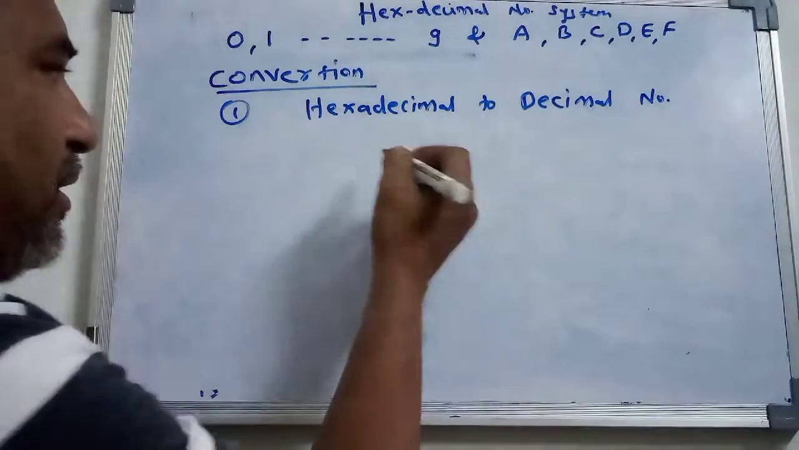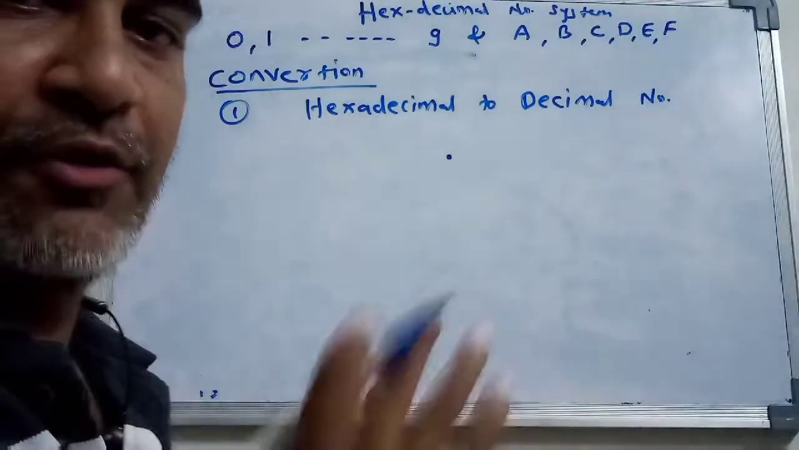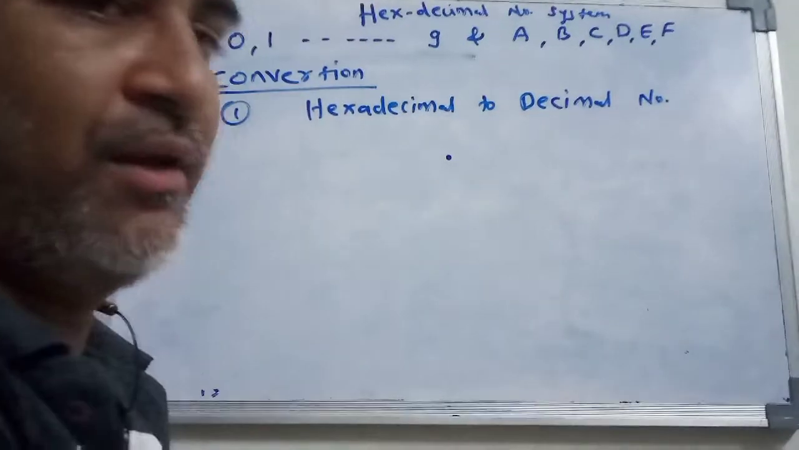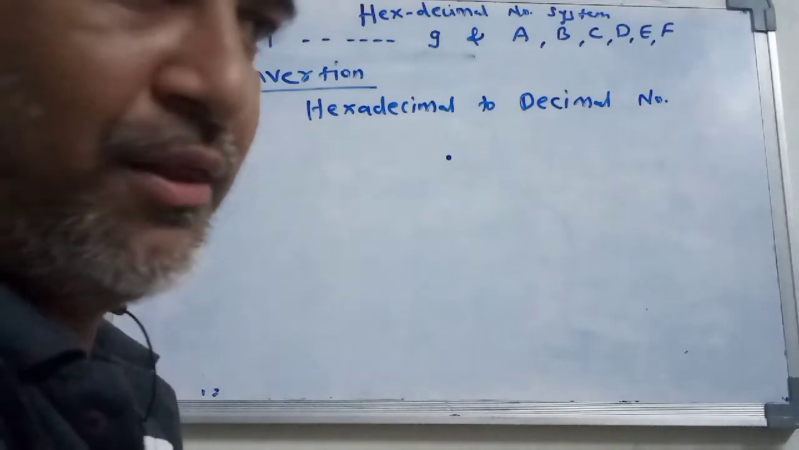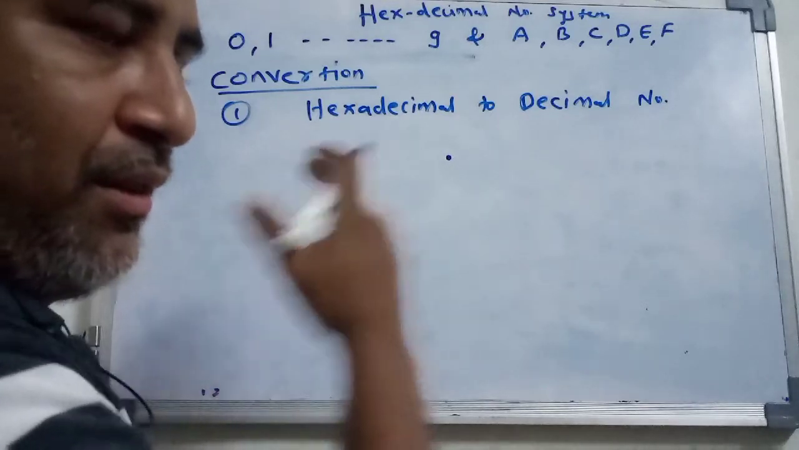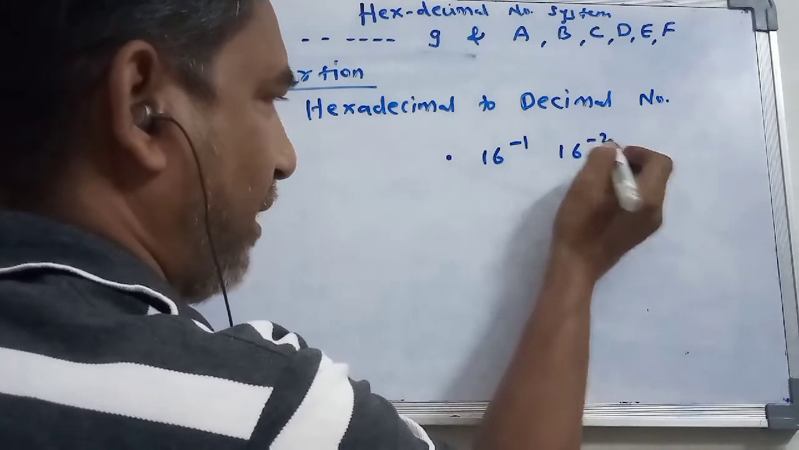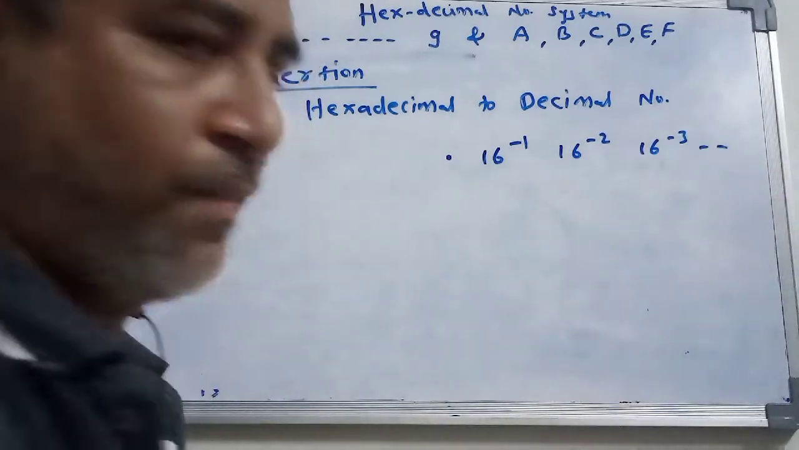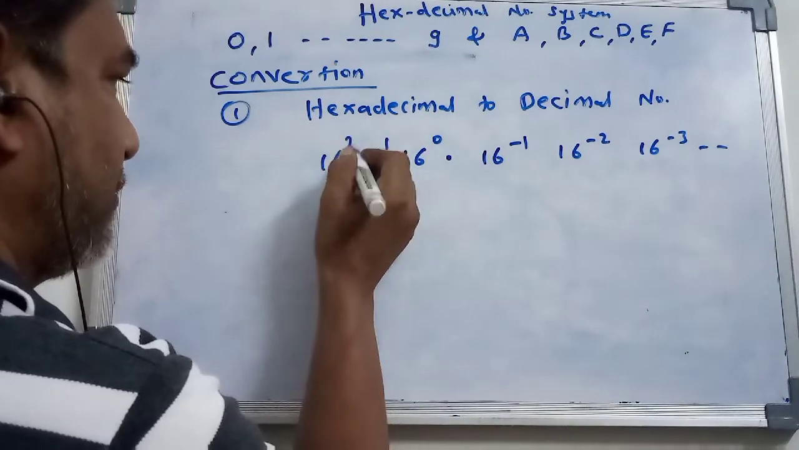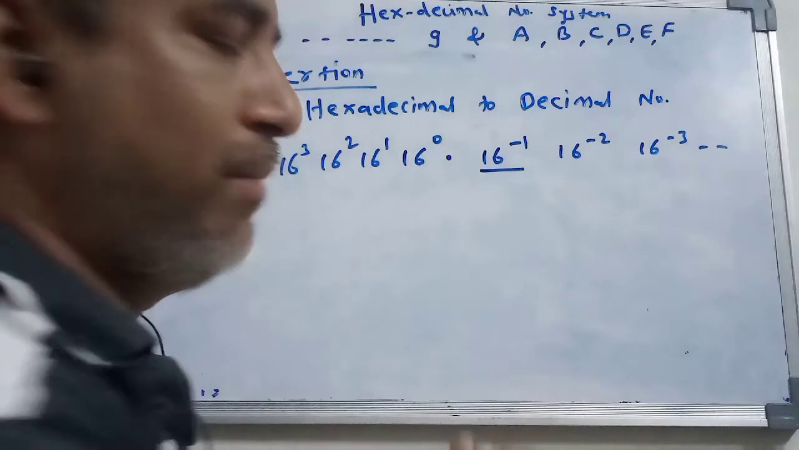For hexadecimal to decimal, first you have to know the point. If no particular topic is going on, that point is called the unary point. But if the topic is hexadecimal, this point is called the hexadecimal point. On the right side, you take 16 raised to power minus 1, 16 raised to power minus 2, 16 raised to power minus 3, and so on. On the left side, you take 16 raised to power 0, 16 raised to power 1, 16 raised to power 2, 16 raised to power 3.